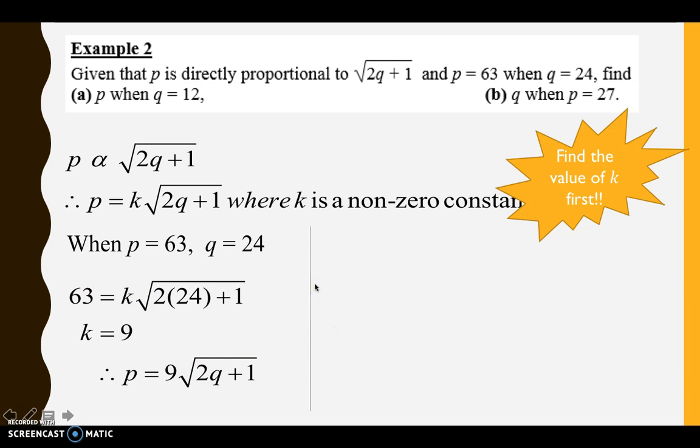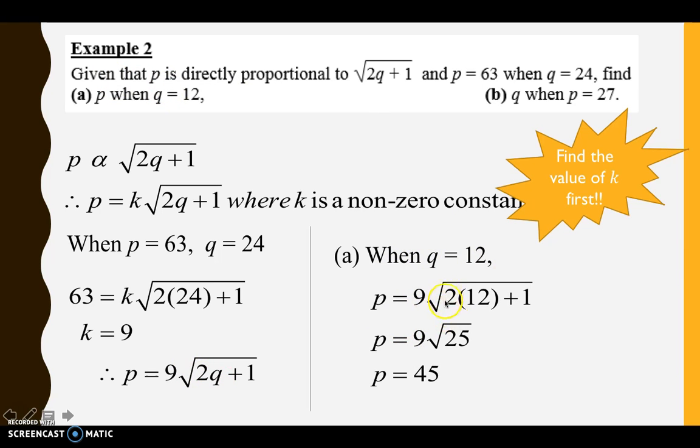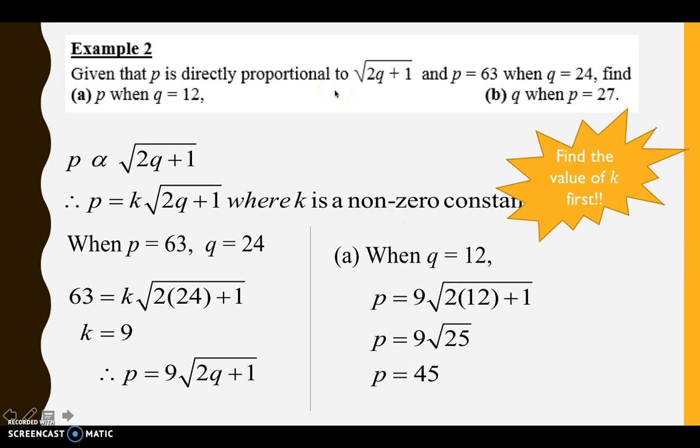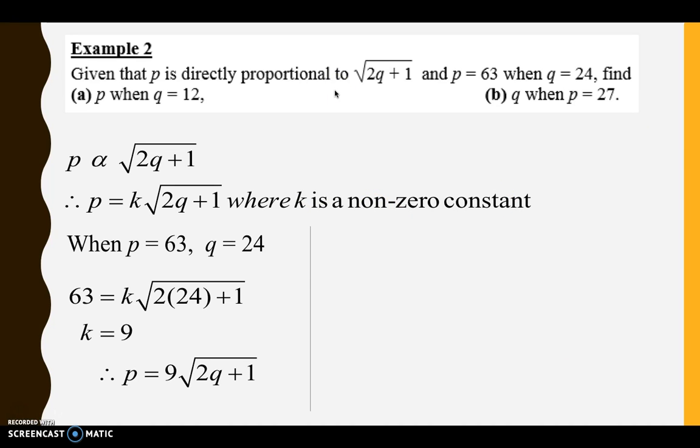And given this relationship, now I can find the value of P when Q is 12. So when Q is 12, all I have to do is to substitute this inside here. Then you get 9 times the square root of 25, which will give me P equals 45. So therefore, when Q is 12, P is 45. Let's go to part B. Find the value of Q when P is 27.